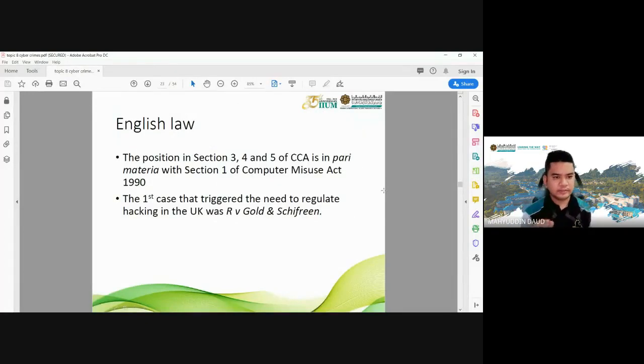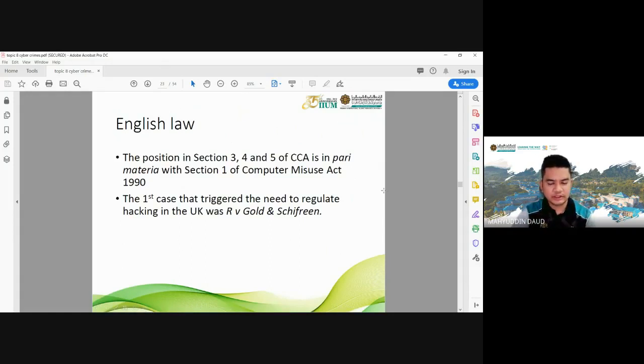So we'll just go a little bit into the English law to find the origin of the Computer Crimes Act. The position of Section 5 of CCA is actually in pari materia with Section 1 of the UK Computer Misuse Act. So jangan tersilap, ada students dia tersilap, dia kata this is Computer Misuse Act of Malaysia. Malaysia does not have a Computer Misuse Act. It is the UK Computer Misuse Act.